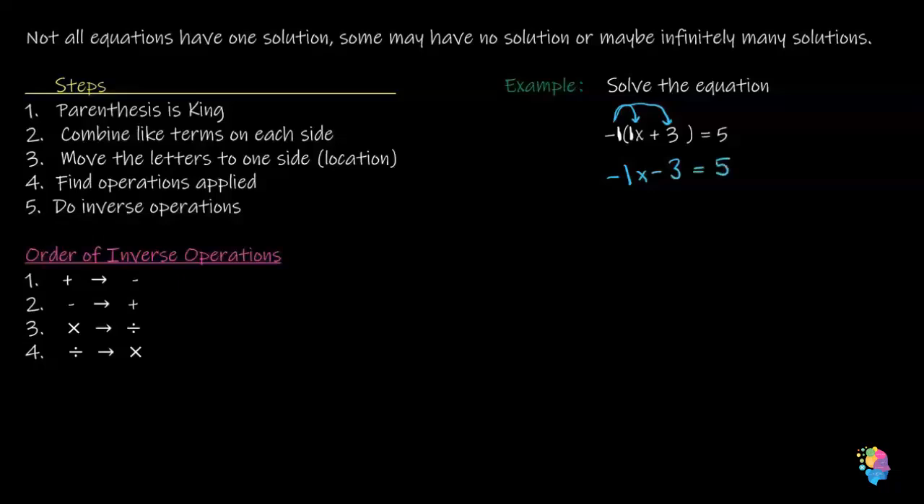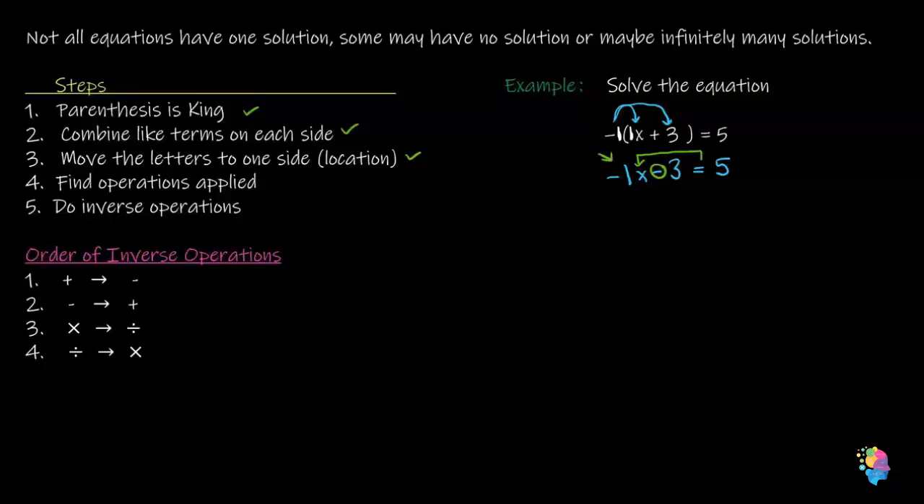Let's see if we have some like terms that we can combine. If I look at the left side, those are not like terms because one has a variable and the other one doesn't. And on the right side, I don't have any like terms because I only have a 5. That means that the parentheses and the combining like terms have been completed. Now we need to move the letters to one side. But I'm going to notice that all of my variables are already on the left side. There's no letters or variables on the right side for me to move. So then that's completed. The operations being applied are subtraction and multiplication by that -1.